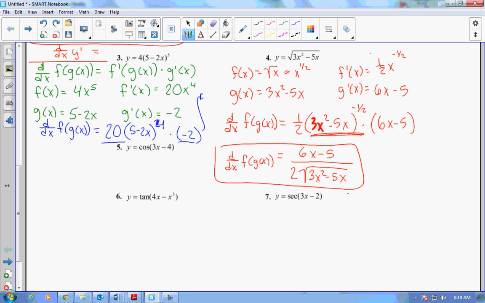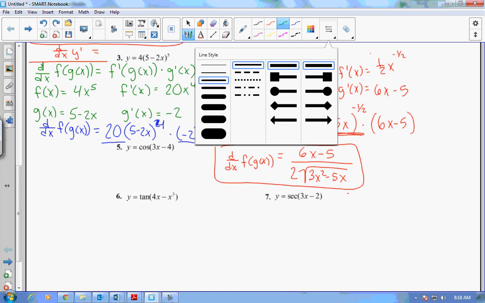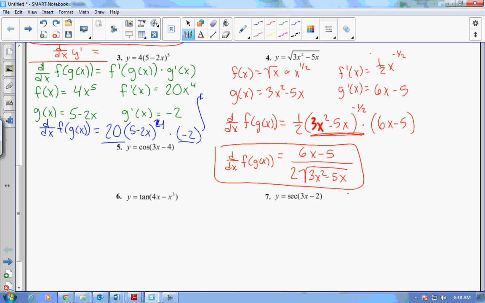Should we try another one? Gets better. We have lots of examples to do today. So all we're doing today is chain rule, chain rule, chain rule. Try number 5. I think finding the g of x first is easier. And then find the f. Take the derivative of each.